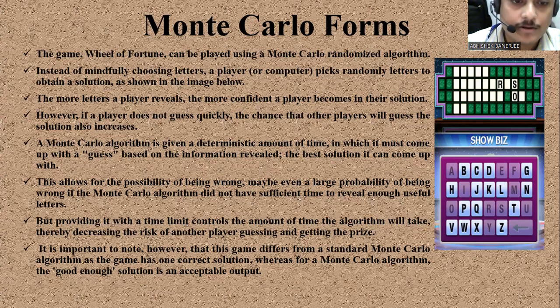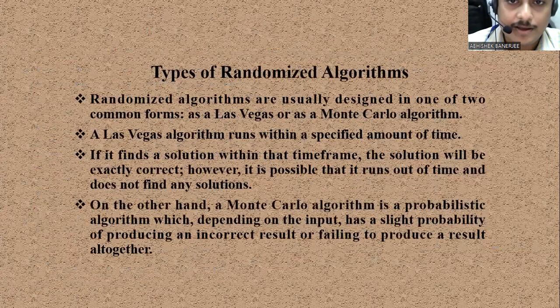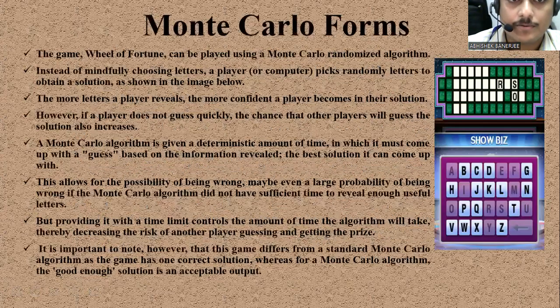It is important to note, however, that the game differs from a standard Monte Carlo algorithm as the game has one correct solution, whereas for a Monte Carlo algorithm, a good enough solution is an acceptable output. In the previous slide, already I have told that Las Vegas algorithm runs with a specific amount of time, and Monte Carlo algorithm is a probabilistic algorithm which, depending upon the input, has a slight probability of producing an incorrect result or failing to produce a result altogether.